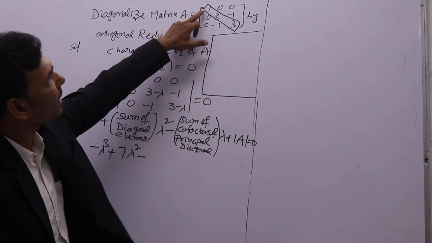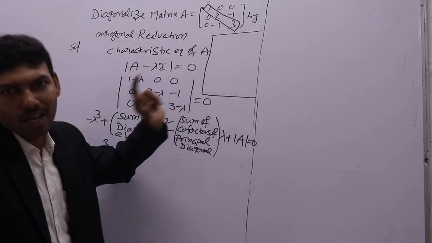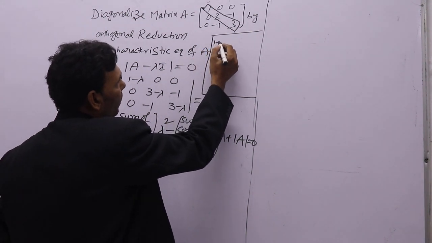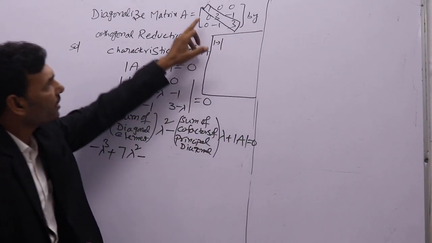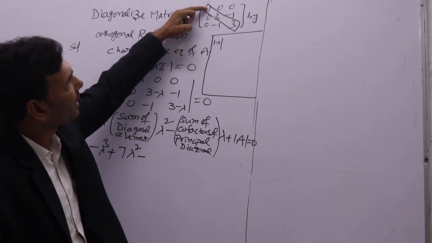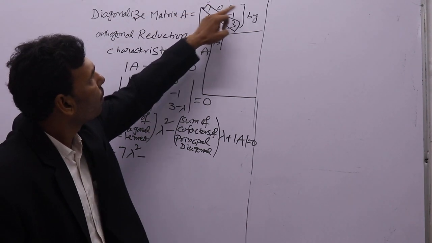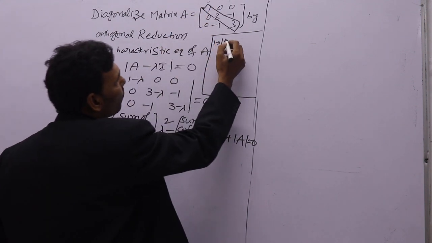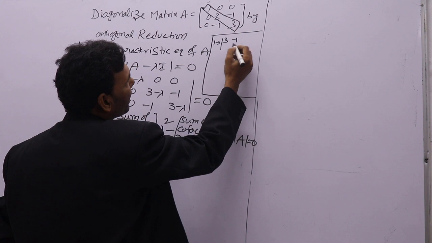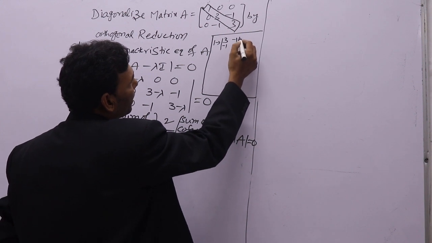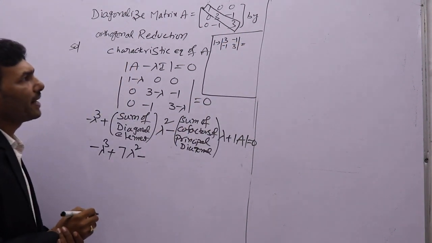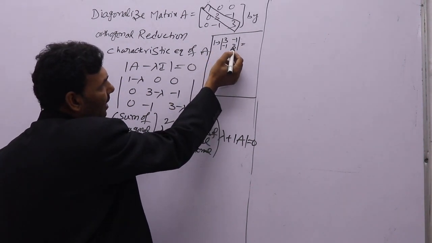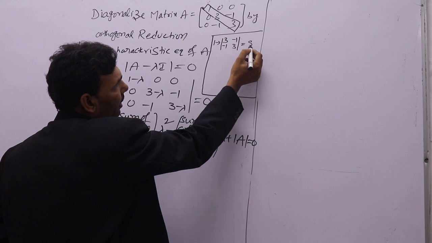Here, the principal diagonal elements are 1, 3, 3. For the 3 elements, we need to calculate cofactors. First for 1. The cofactor of 1 is evaluated by deleting the corresponding row and corresponding column. First row, first column is deleted. The remaining matrix we have is 3, minus 1, minus 1, 3. Here you need to calculate the determinant by the AD minus BC technique. This is A, B, C, D. 3 3s are 9. 9 minus 1, 8.